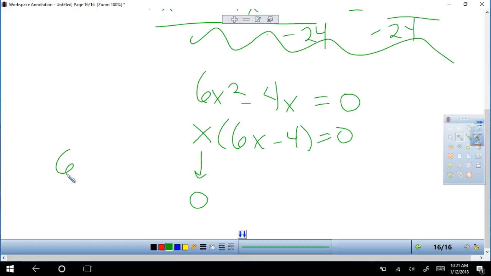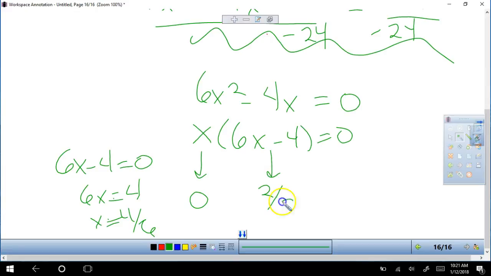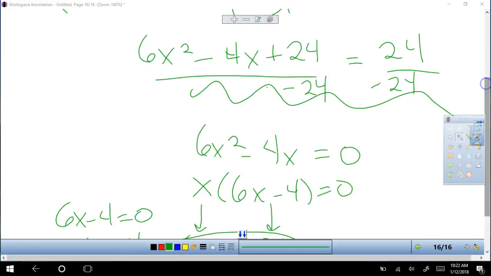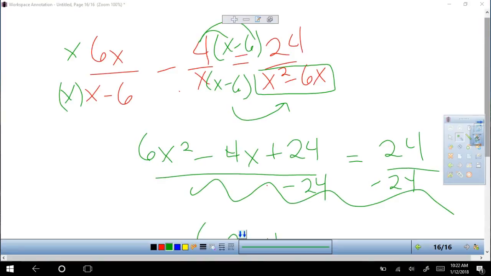Actually, you could have pulled out 2x if you want to make your life easier. Oh well. I set this piece equal to 0, and I get 6x equals 4. x equals 4 over 6, or 2/3. So those are my two answers. But when I plug in 0 to my original equation, that's undefined.